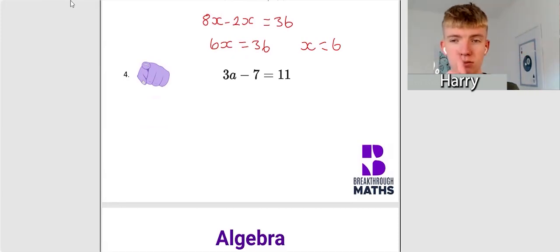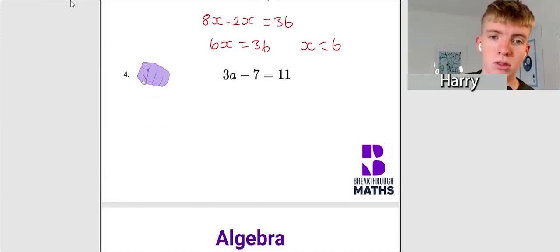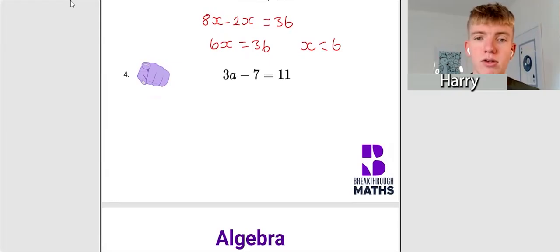Okay. Hopefully you've got this bang on. I guarantee you have. So we've got 3a minus 7 is equal to 11. Once again, we're trying to get that a by itself. So we add that 7 to both sides to give us 3a is equal to 11 plus 7, which is 18. So 3a is equal to 18, divide by 3 on both sides, and we get that a is equal to 6 once again. Nicely done.